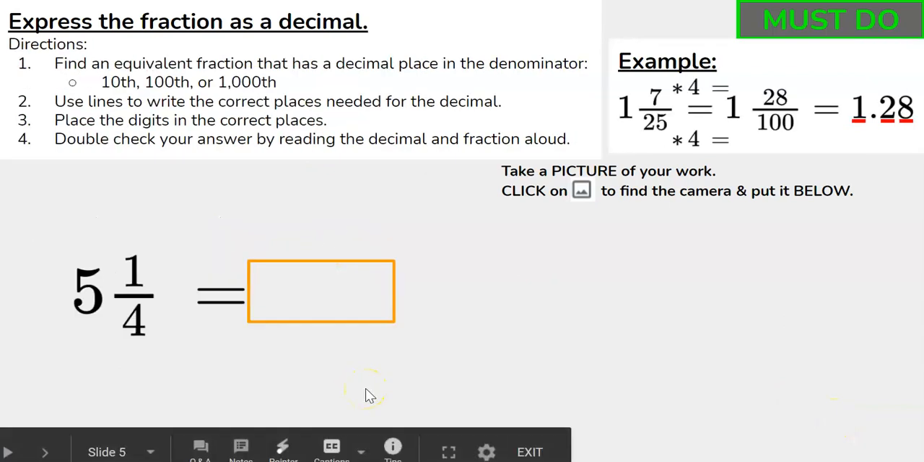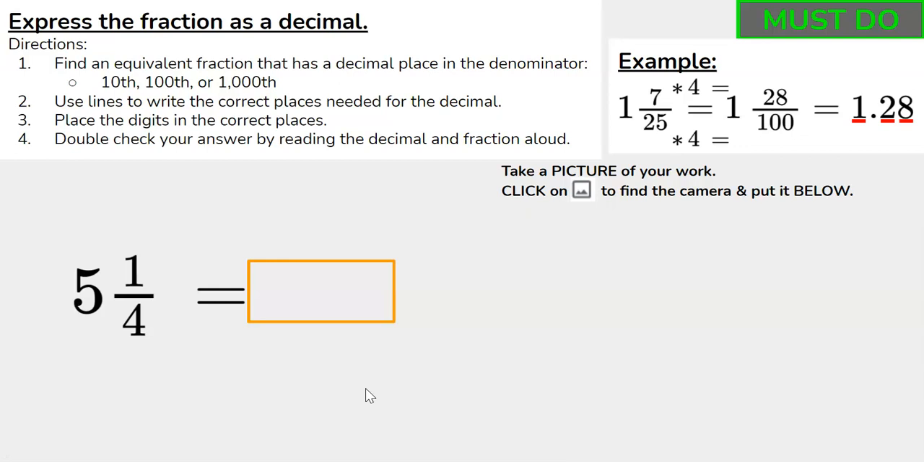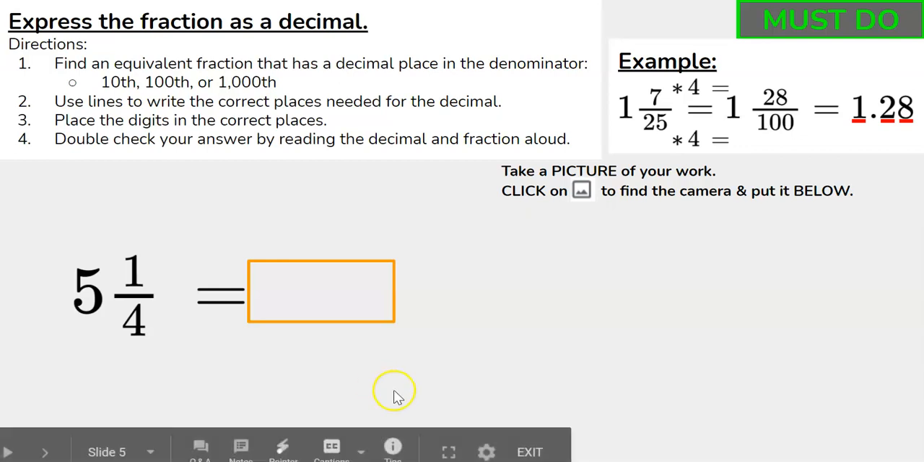So now I'm going to show you what to do when you have a fraction that doesn't already have a decimal place in the denominator. So here we have 5 and 1/4. So in your notebook that you already have out, go ahead and draw your horizontal line underneath the work that you just did, because now we're going to do another example in our notebook. So go ahead and write 5 and 1/4 equals.